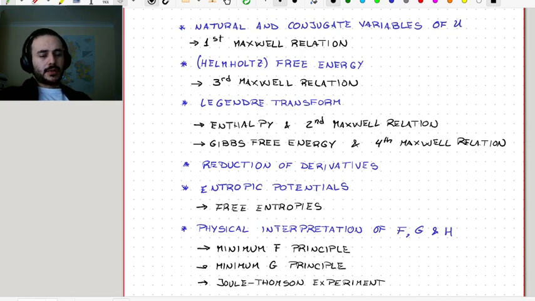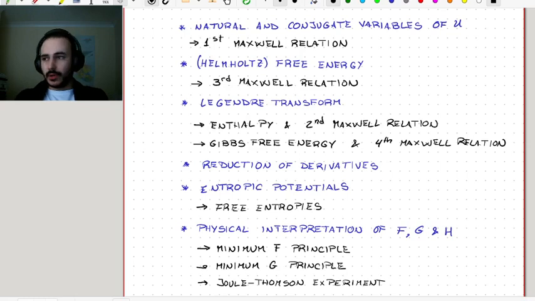Then I'm going to introduce similar quantities, new functions of state, which instead of being obtained from the internal energy are obtained from the entropy, and these are called entropic potentials. And we are going to learn about the free entropies, which are those entropic potentials, two of them.